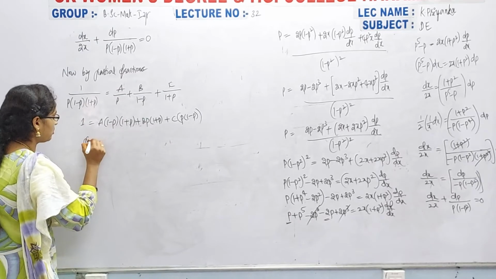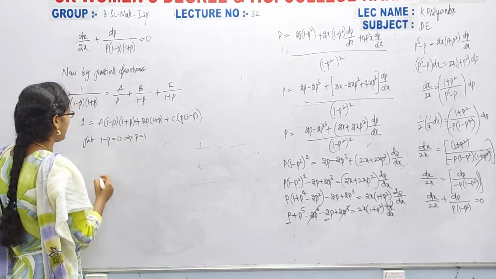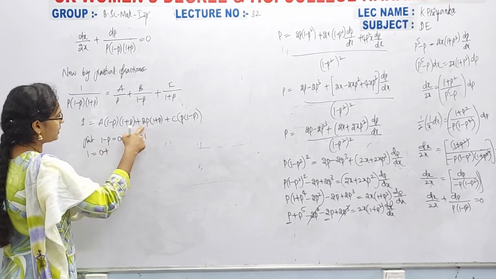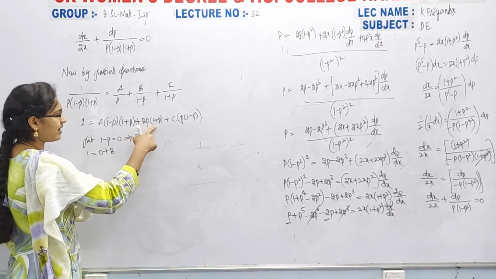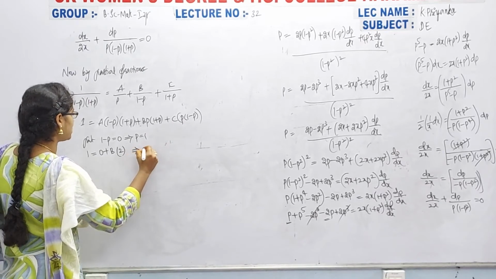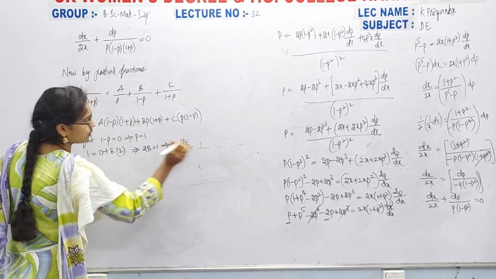Now put 1 minus p equal to 0, then p equals 1. So then what we get here is 1, and this one will be 0. Plus p equals 1, so b into 1 plus 1, 2, then 1 minus p means 0. So from this 2b is equal to 1, therefore b is equal to 1 by 2.